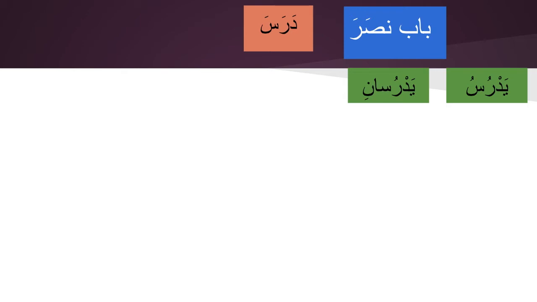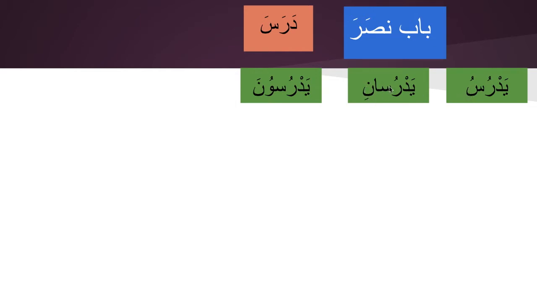Let's do some practice with the full conjugation. If you take the verb darasa, which is Bab Nasara, it is darasa yadrusu. So we have yadrusu, yadrusani, huma yadrusani, hum yadrusuna. Here we have to see what we are looking for: the fi'l and the fa'il. In the mudari' huwa form, you have to see if anything is attached to the verb. There's nothing attached, the verb ends here, which means the fa'il is mustatir.